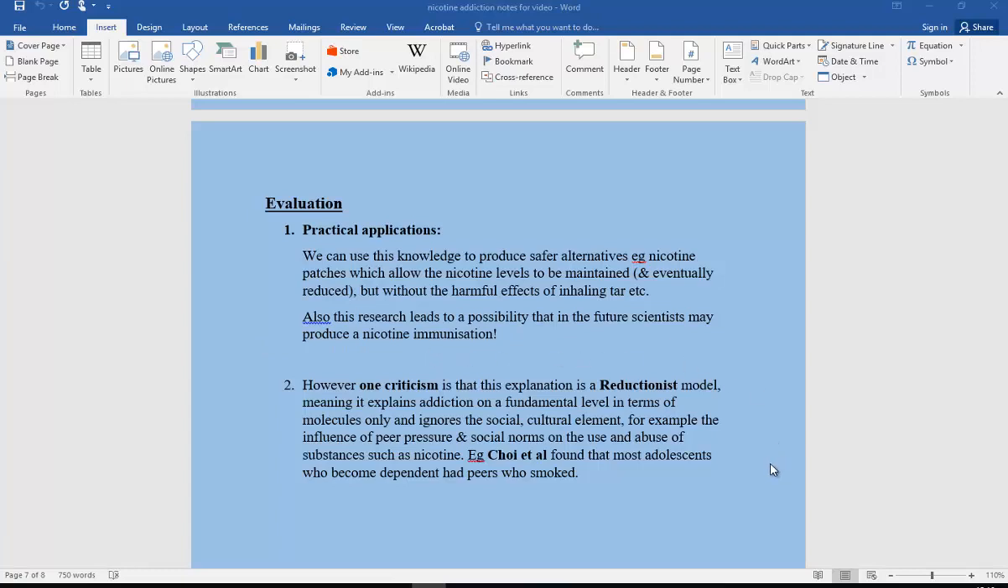Problem with it though, one criticism is it's seen as reductionist because it explains addiction really just on this fundamental level in terms of molecules only. And it ignores those really important social and cultural effects that seem to be instrumental also in encouraging the initiation and also maintenance of smoking. So here, peer pressure, social norms, for example, and a piece of research, Choi et al. found that most adolescents who became dependent had peers who smoked. So evidence that those other factors are really important as well.